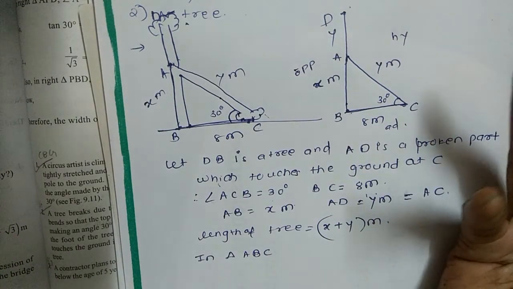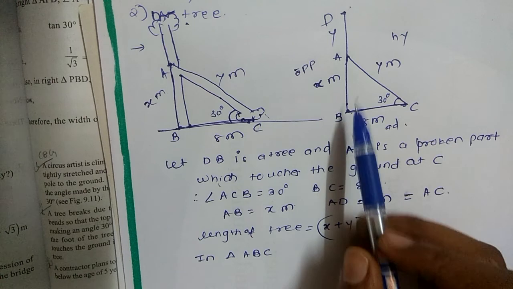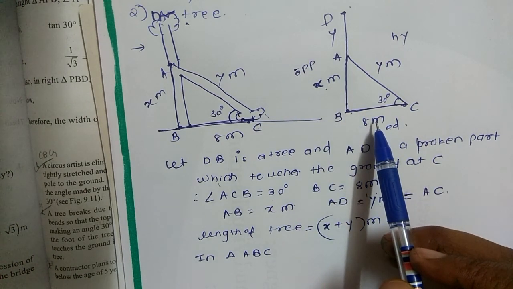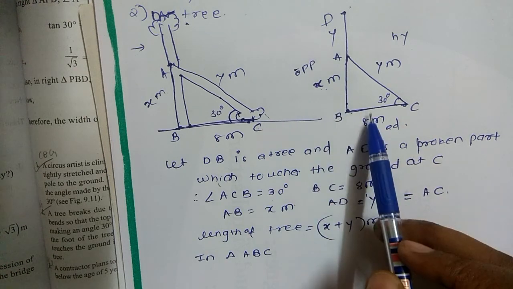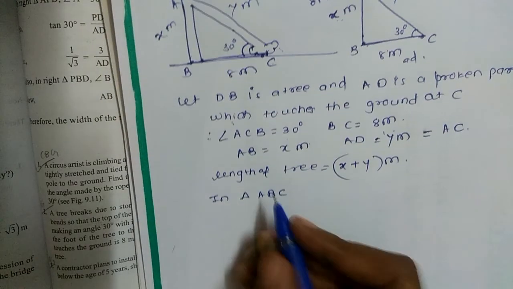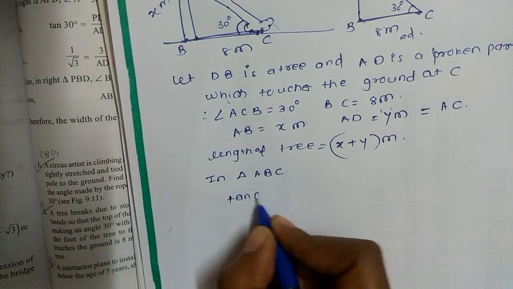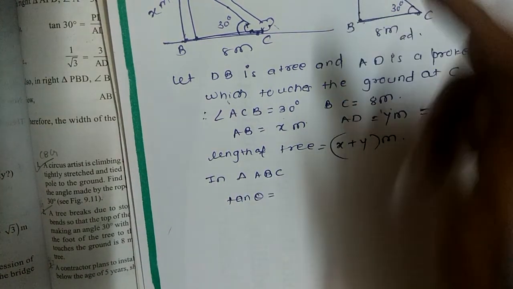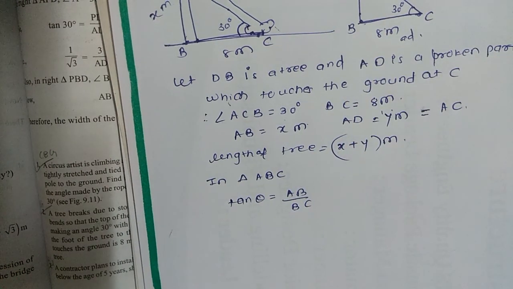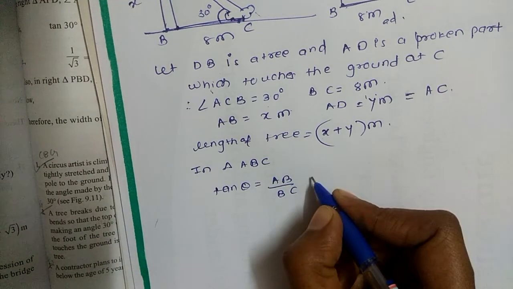In which trigonometric ratios do we have the opposite and adjacent sides? In tan we have opposite upon adjacent. So to find AB, we will take tan theta, that is AB upon BC. Theta here is 30 degrees, so put the value here.